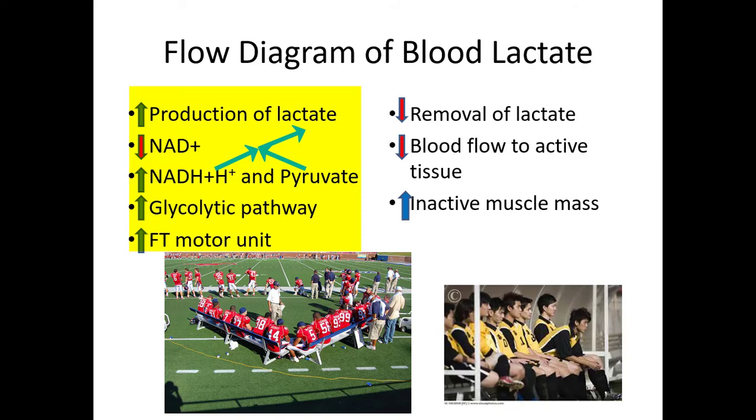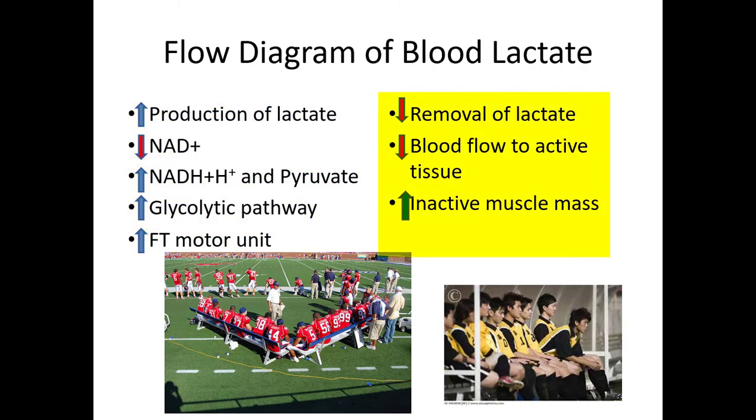Yeah, so this is why there is increased production of lactate. If we use more of the glycolytic pathway compared to the mitochondrial respiratory system, there is increased production of lactate. Because exercise intensity increases, we recruit more FT motor units, more FT muscle fibers, right? They have less mitochondria, so lactate production increases. And the right side is removal of lactate, but it's decreased removal of lactate.